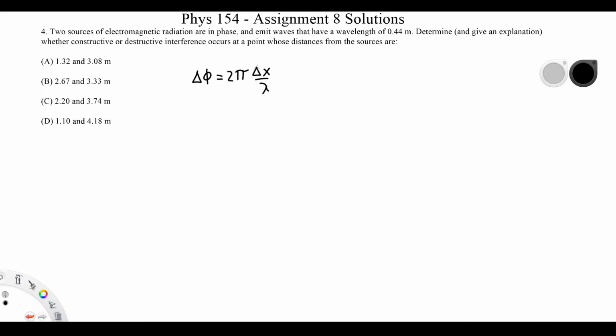The difference in this case is delta x. It's not essentially the path length in this case. It is the difference in path length between these two objects.